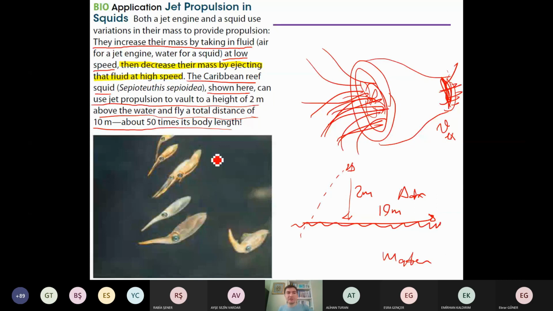Do you have any question related to the rocket propulsion? With this transparency, I finish my lecture.